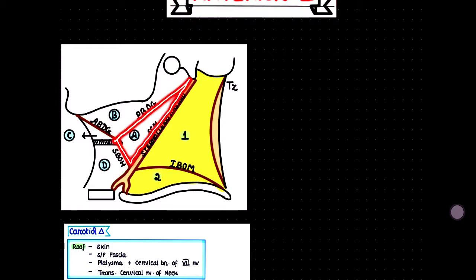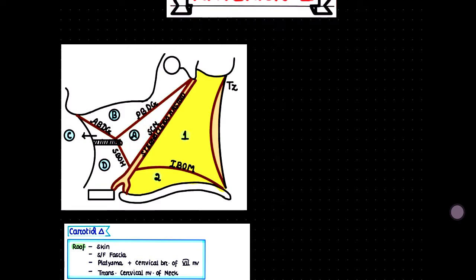Now what is this triangle? This triangle is our carotid triangle. Now why is its name carotid triangle? Its name is carotid triangle because here there will be bifurcation of what? Bifurcation of our common carotid artery into internal carotid artery and external carotid artery. The internal carotid artery will go parallel with the internal jugular vein. We'll talk about that in detail.